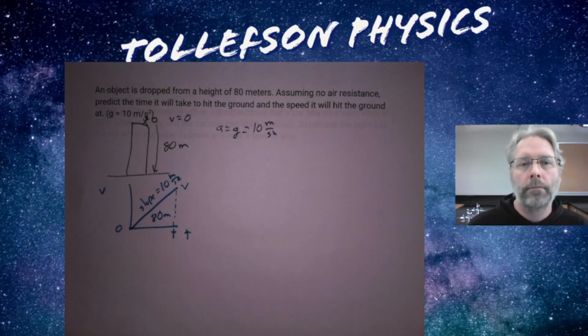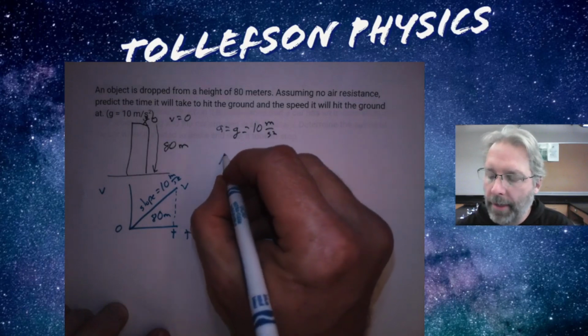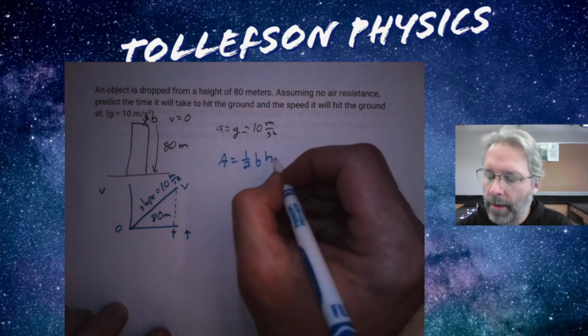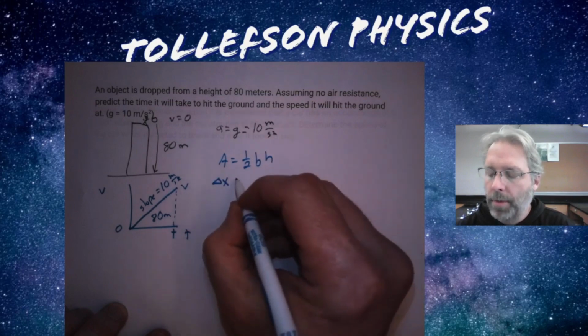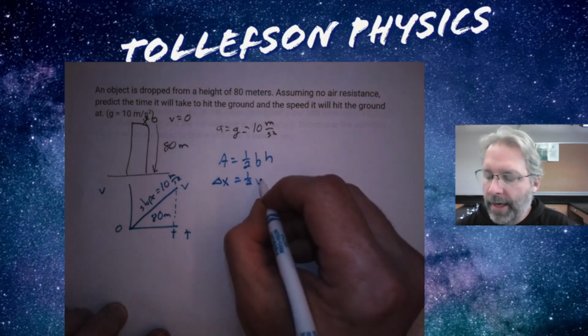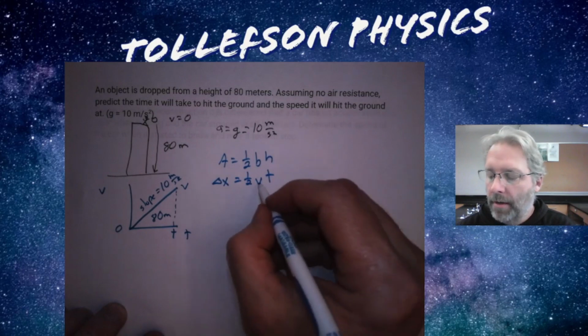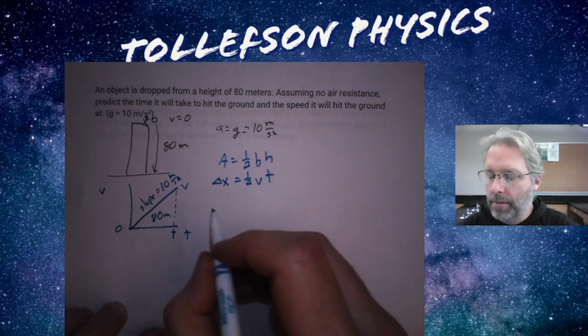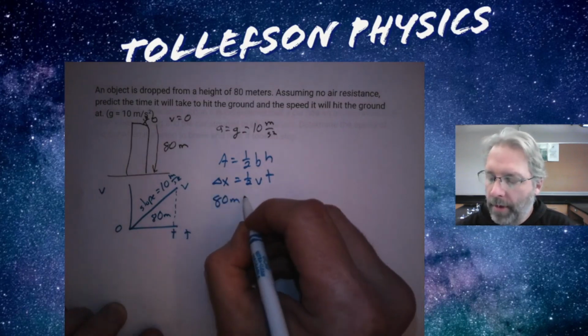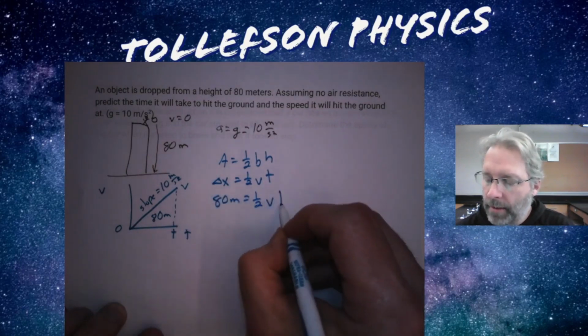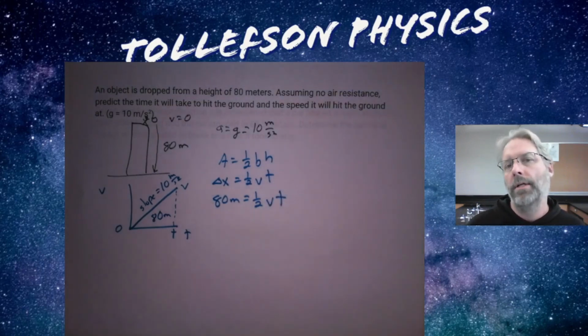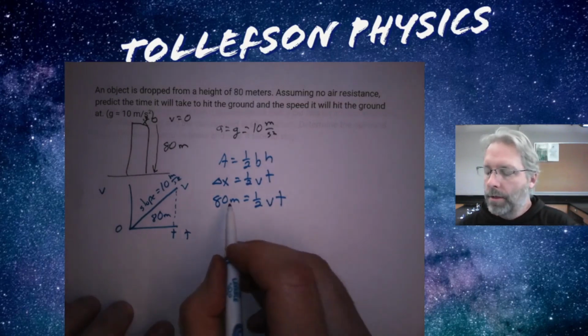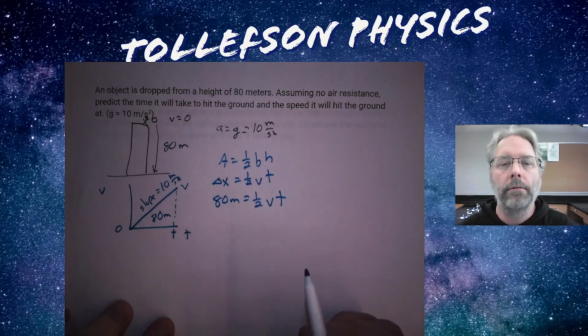So how do I use those? Like I said, I'm going to write an equation for each of those. Area equals 1/2 base times height, which really is the displacement equals 1/2 times the velocity times the time. Velocity is the height, time is the base. I know x, so I'll write in the number: 80 equals 1/2 v times t. I'm just using v and t instead of delta v and delta t because they both started at 0. That's one equation, and it has two unknowns. I can't solve it.